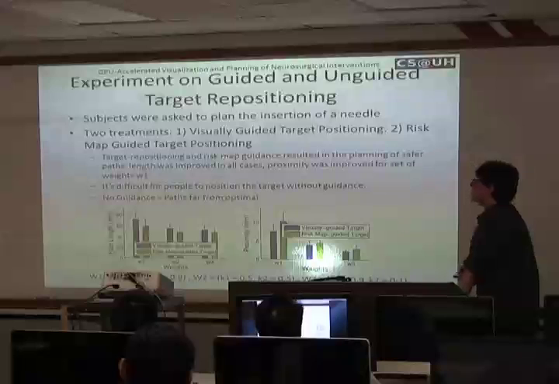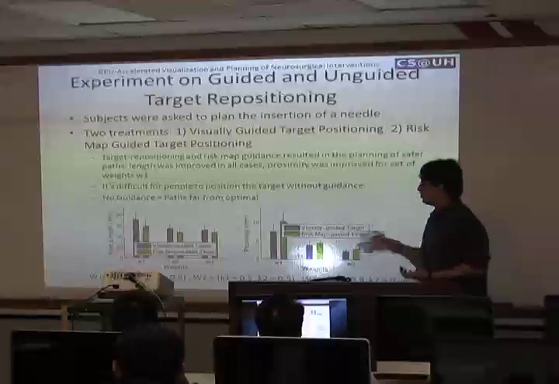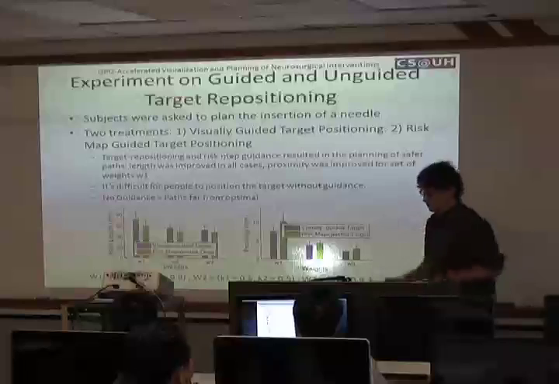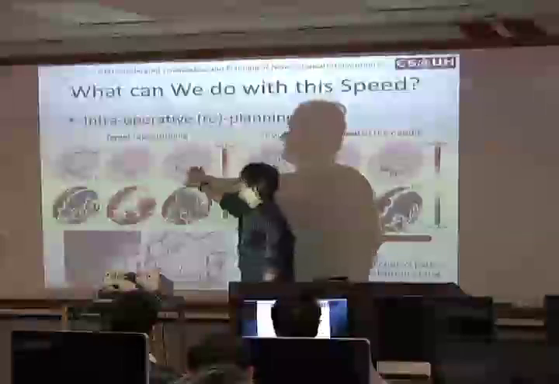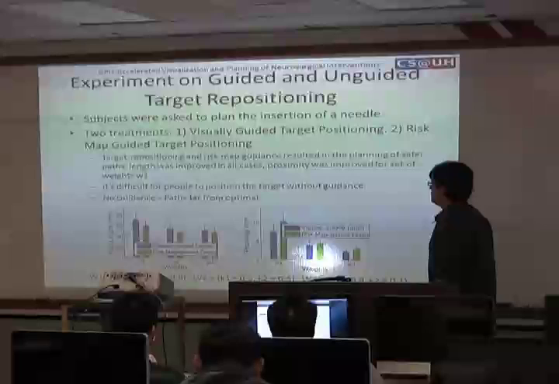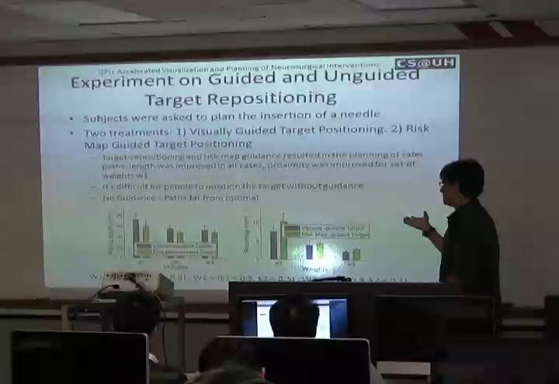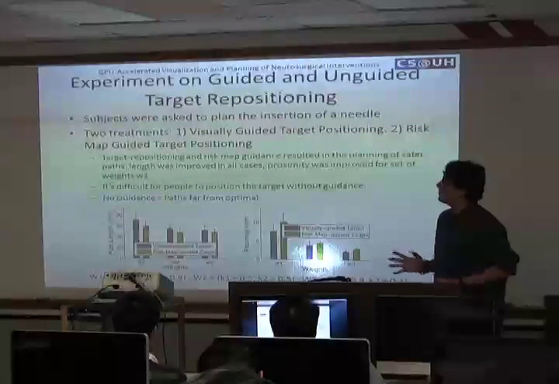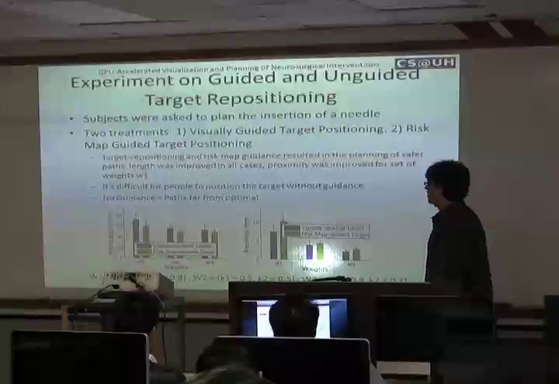We did an experiment with two treatments. In one treatment, the subject had to position the target without information from the risk map, just visual guidance. He could only see something like this, and absolutely no information. The other treatment was with the guidance map, and we observed that without any guidance, people tend to choose paths that are really far from optimal.